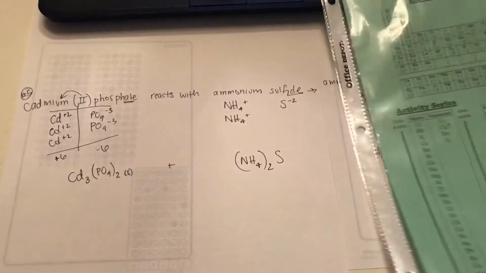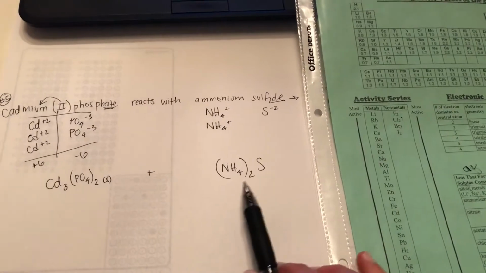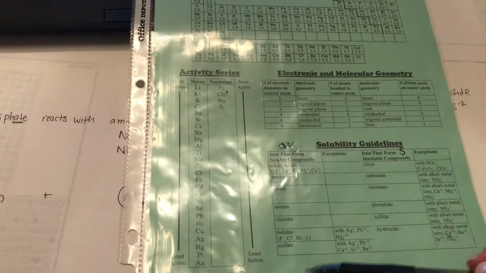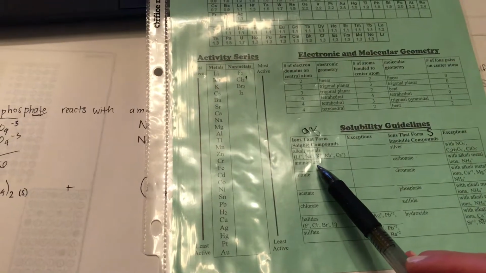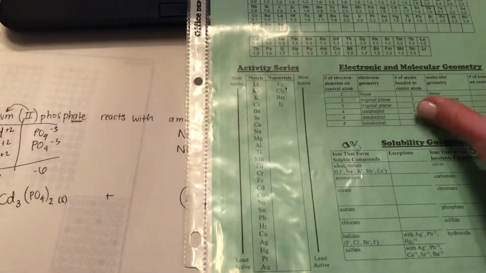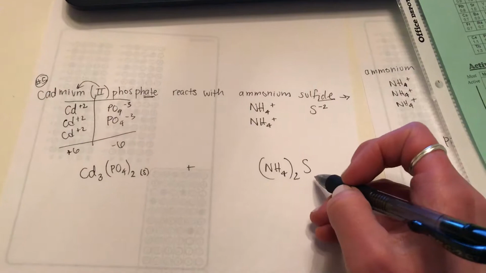Okay, so we were looking up the solubility of ammonium sulfide. So I would look for ammonium in either of these columns, and there it is. It says that it's an ion that forms a soluble compound, and there are no exceptions. So whenever it has ammonium, it's going to be soluble, which means it'll be aqueous. So I'll write AQ.